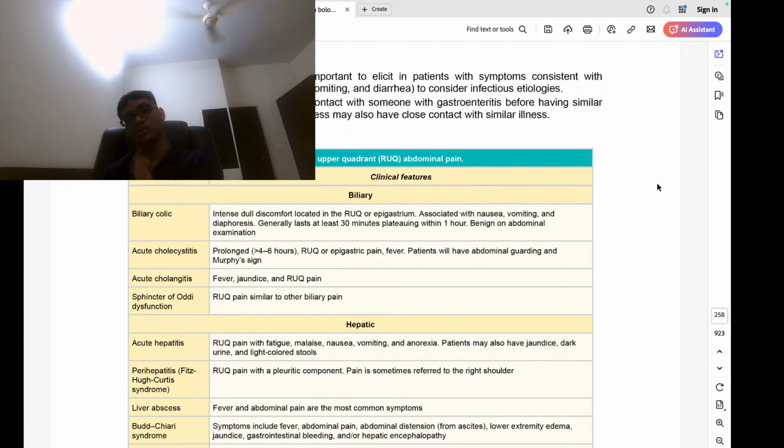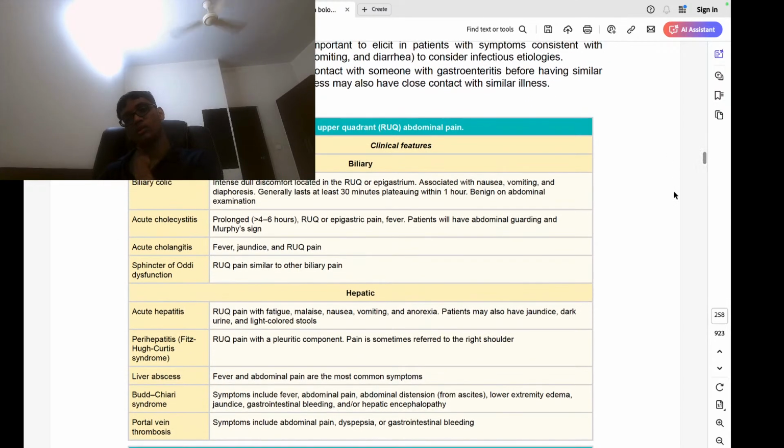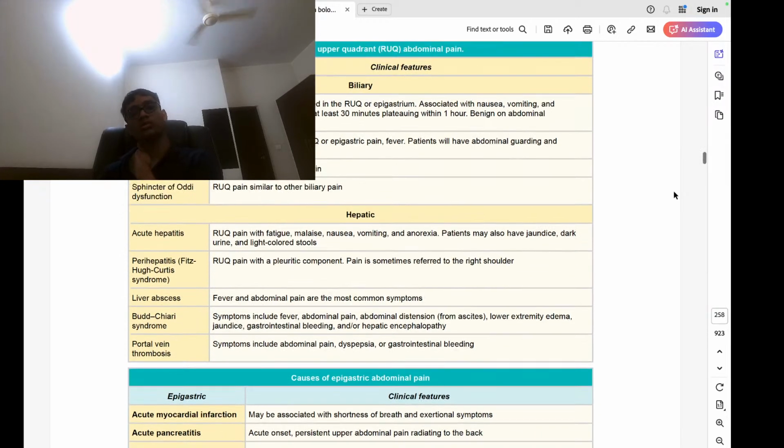And sick contacts: usually patients with gastroenteritis will eat the same food, so their partners will get the same problem.